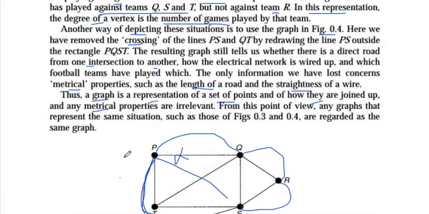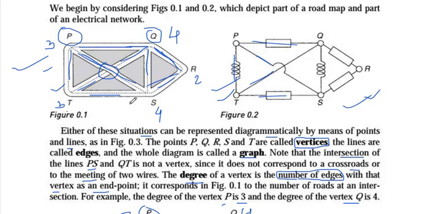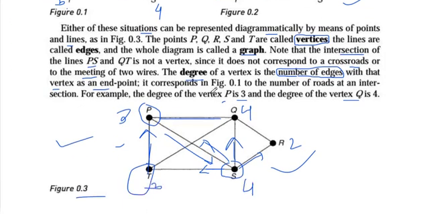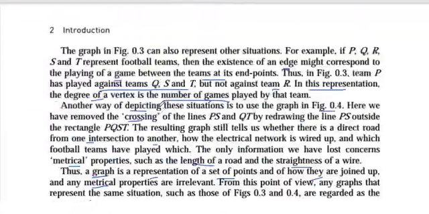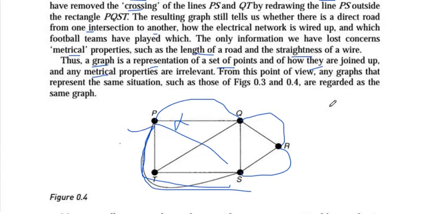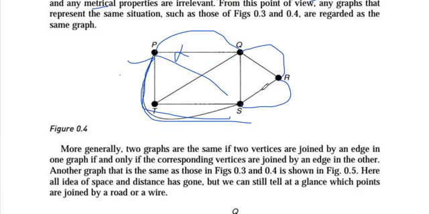So these 4 graphs are all the same. This graph, these 2 graphs, the road and electric network, the football team, and this graph: all the graphs are the same. Generally we can say that 2 graphs are the same if 2 vertices are joined by an edge in one graph if and only if the corresponding vertices are joined by an edge in the other.